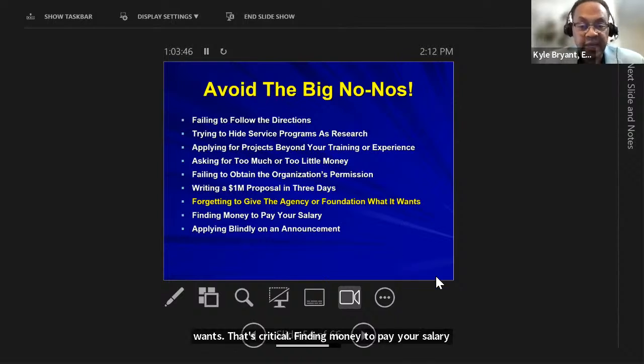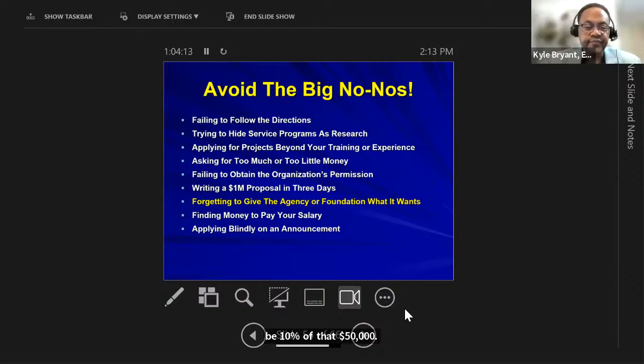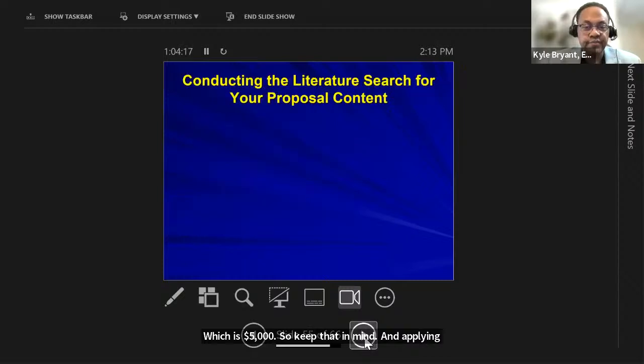Finding money to pay your salary. There's nothing wrong with paying a salary, but say if you make $50,000 a year in your day job and now you're running a nonprofit, you can say that's what your base salary is, but you're not going to spend 100% of your time doing that nonprofit work. So say if only 10% of your time is working with a nonprofit, your salary should be 10% of that $50,000, which is $5,000. So keep that in mind. And applying blindly on an announcement, try not to do that too.